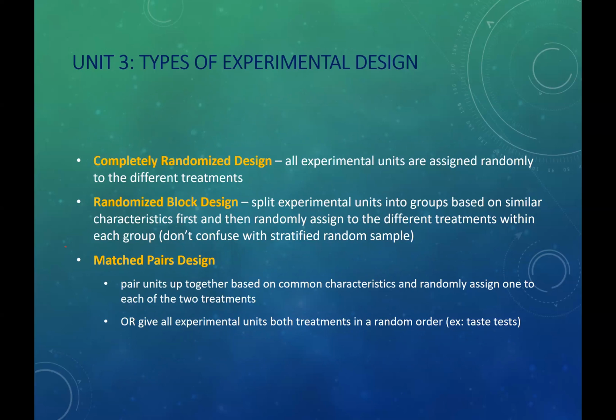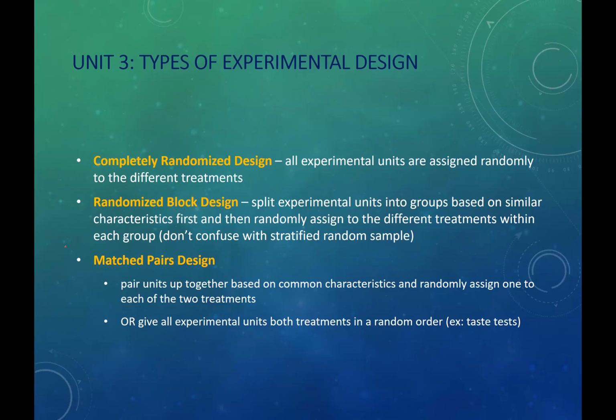Matched pairs is a type of randomized block design. There are 2 methods of matched pair experiments. The first is where you pair up units based on common characteristics and randomly assign 1 to each of the 2 treatments. So I could pair the 2 most similar people in my class together, maybe the 2 top grades, and then the next 2 and the next 2 and so on. Or identical twins or married couples. Anything like that could be a natural pairing as well. And then one gets one treatment, one gets the other, so you know your 2 treatment groups are similar because you specifically put 1 of each type of person in the group.